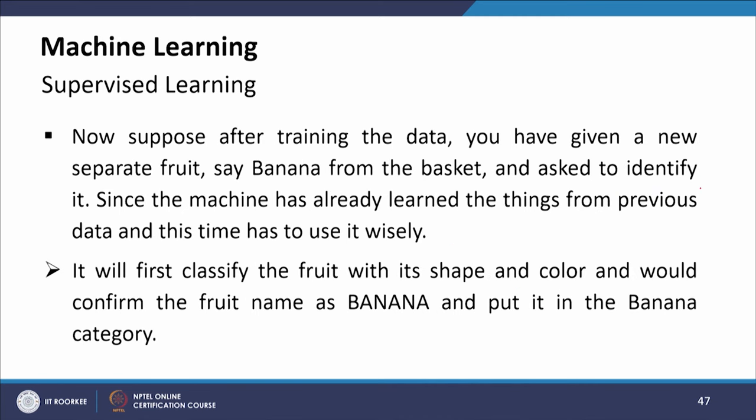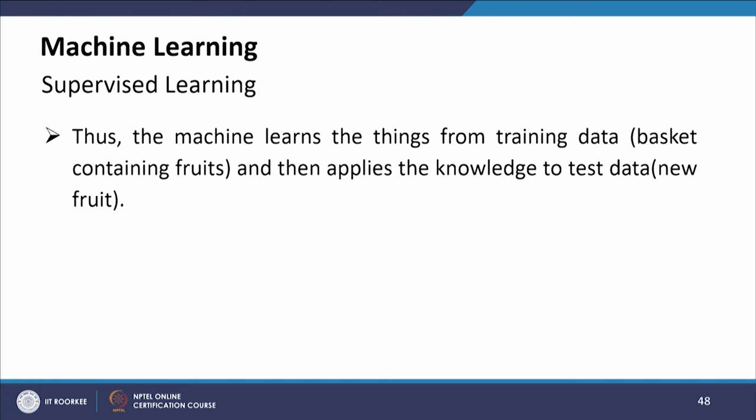Now, suppose after training the data, you have given a new separate fruit, say banana, from the basket and asked to identify it. Since the machine has already learned the things from previous data and this time has to use it wisely, it will first classify the fruit with its shape and color and would confirm the fruit name as banana and put it in the banana category. Thus, the machine learns the things from training data, that is basket containing fruits, and then applies the knowledge to test data, that is new fruit.